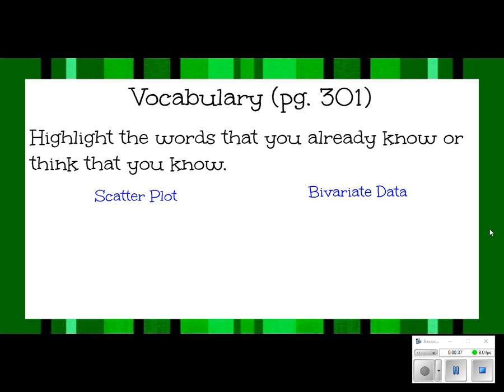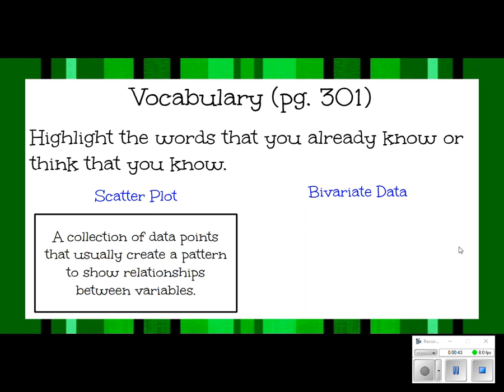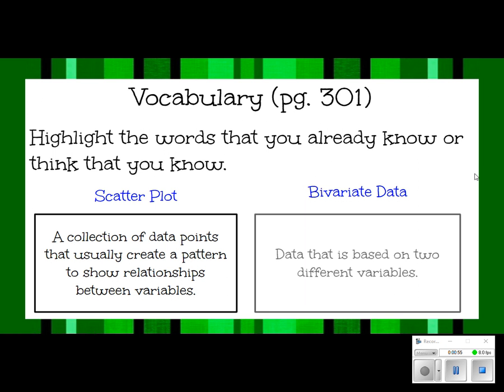So the words that you may know already, scatter plot. A scatter plot is a collection of data points that usually creates a pattern to show relationships between variables. Another phrase you may or may not know, bivariate data, is just data based on two different variables. So bi meaning two and variate meaning variable. So two variable sets of data.